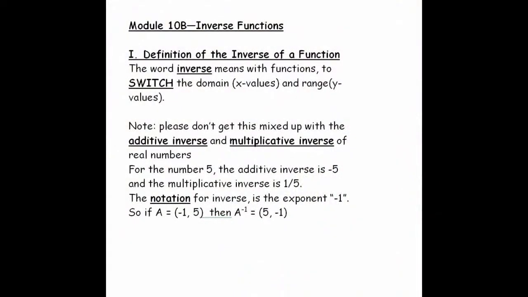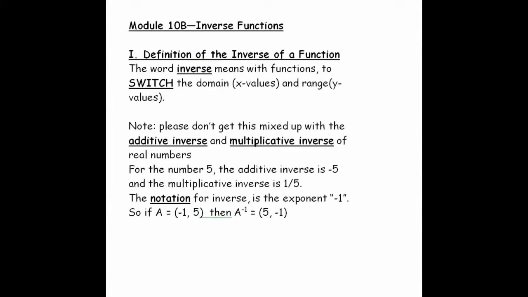In the first part, we looked at a definition, one-to-one, related to functions. So in this Module 10b, we're going to look at another definition called inverse functions. If you do, please go to your class notes. Okay, so if we look at our notes, we have this definition of inverse. The word inverse means, with functions, to switch the domain, the x values, and the range, the y values.